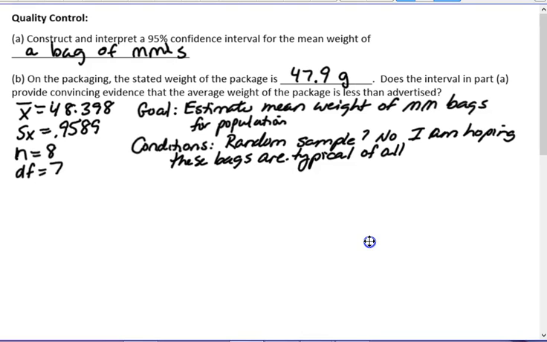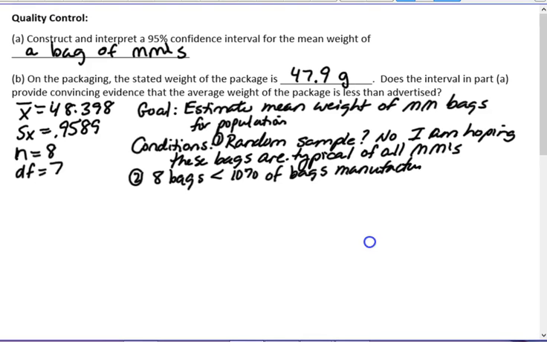Now, you might think, well, what do we do if a condition's violated? In my conclusion, I might say I'm a little concerned that my conclusions might not be valid because a condition wasn't met. So that's how I'm going to deal with it. Okay, so there's my first condition. Number 2, well, certainly 8 bags is less than 10% of the bags manufactured. So that's not something I'm concerned about with my 10% condition.